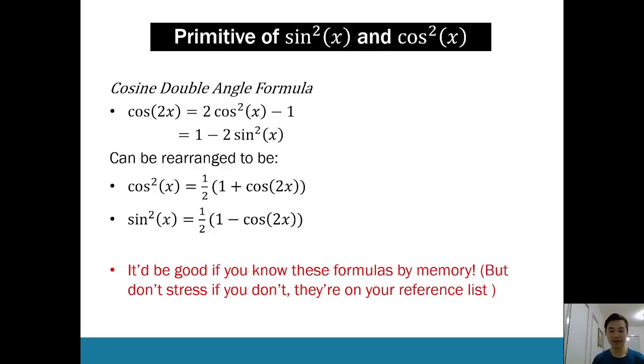Thankfully for you guys, these results are on the reference sheet, so don't stress if you forget them, but it's still a good idea to know these formulas by memory. When I did the HSC back in 2018, we didn't have these formulas on the reference sheet. We had a different reference sheet, so we had to know these by heart. But for you guys, if you do forget, it is on your reference sheet. Still a good idea to know these, because you can just quote them, and it will be more efficient that way.